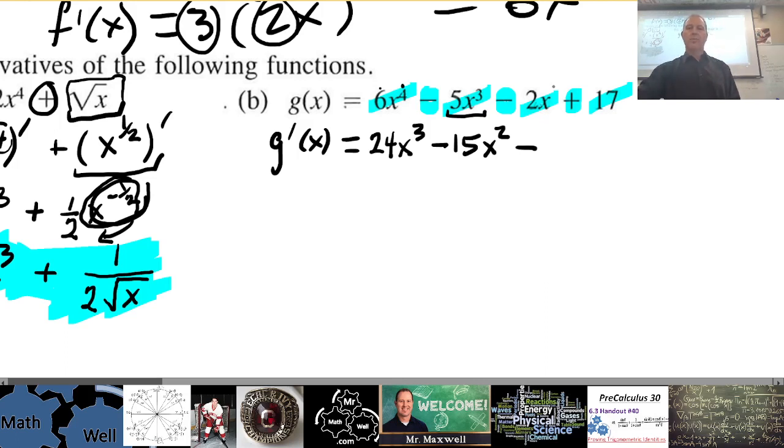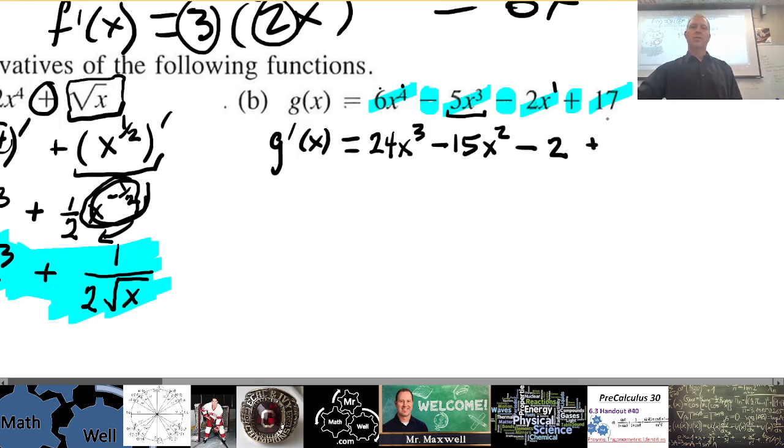Now, why is that? If you're wondering, this is just going to be memory. But 1 times 2 is 2. And then times x to the power of 0. X to the power of 0 is just 1. So that's why that just becomes 2. Okay?